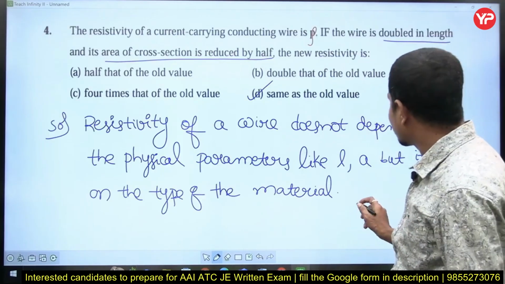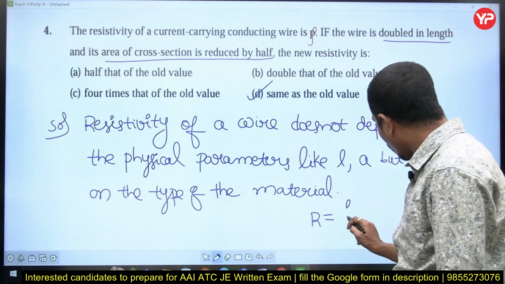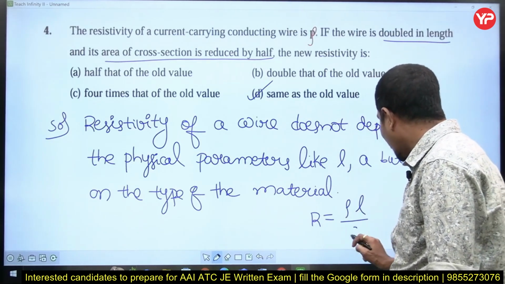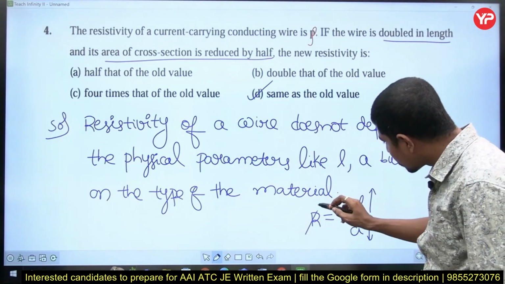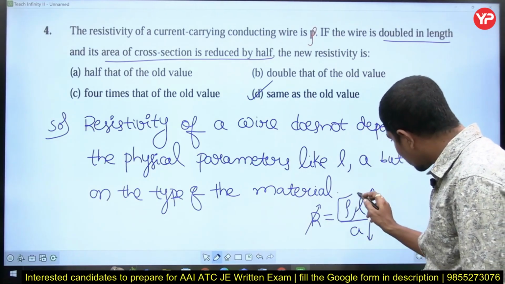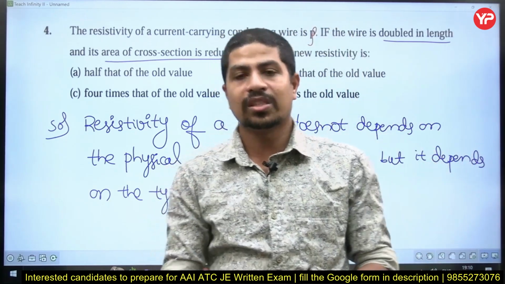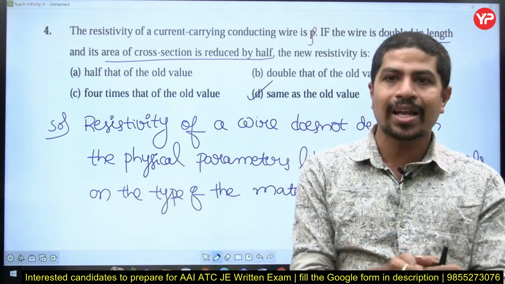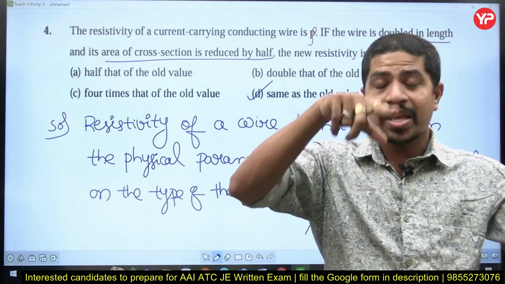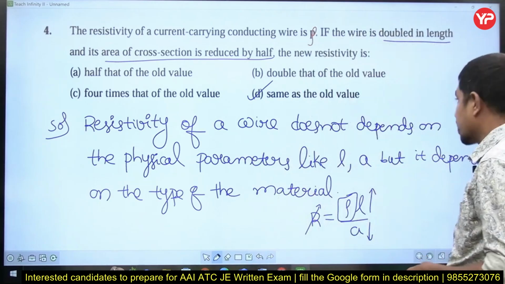And the resistance formula, you all know, is R equal to rho L by A, where R is the resistance. Means if length changes, area changes, then resistance is going to change. But this rho is the resistivity, which is a fixed value for a particular material. See, the resistivity of iron and the resistivity of silver may not be the same. But if you take iron, whatever may be the length, whatever may be the area, its resistivity is going to be fixed.